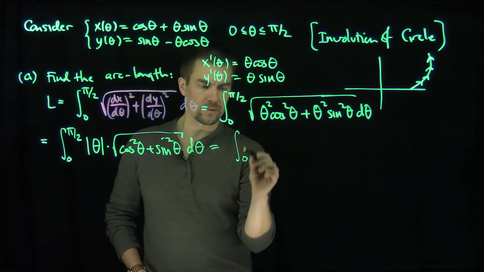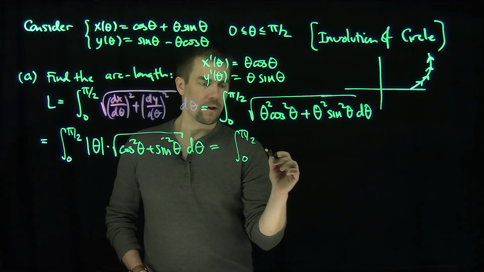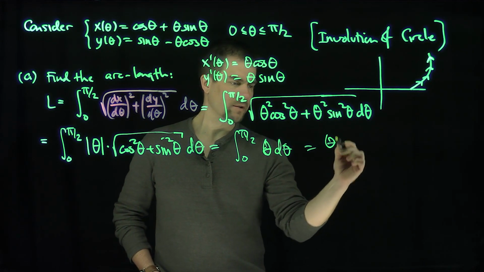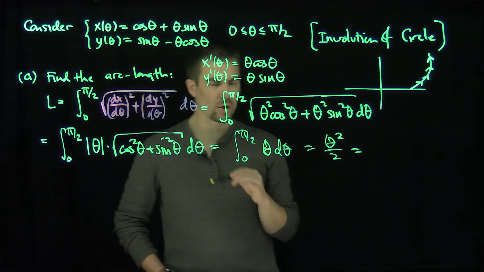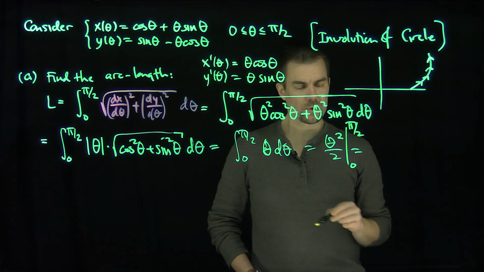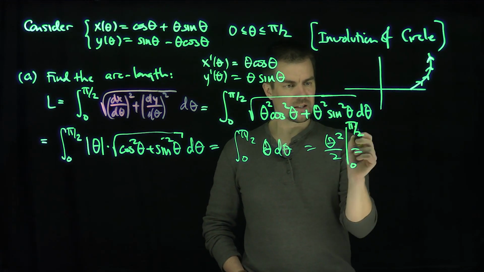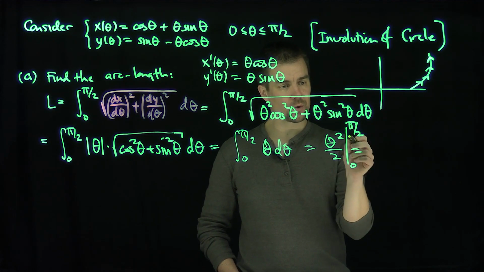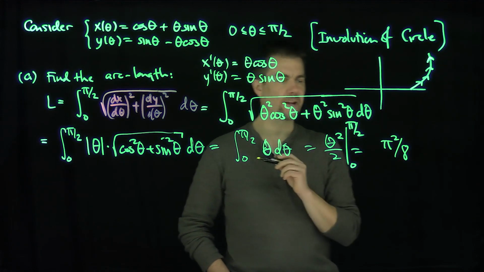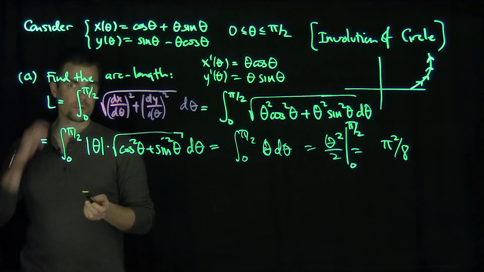So this is just the integral from 0 to pi over 2 of theta d theta, which is theta squared over 2. So our total, evaluate from what to what? From 0 to pi over 2. So our total length of arc is going to be pi over 2 squared, which is pi squared over 4, over 2. So we get pi squared over 8 as our length of arc of this involute.